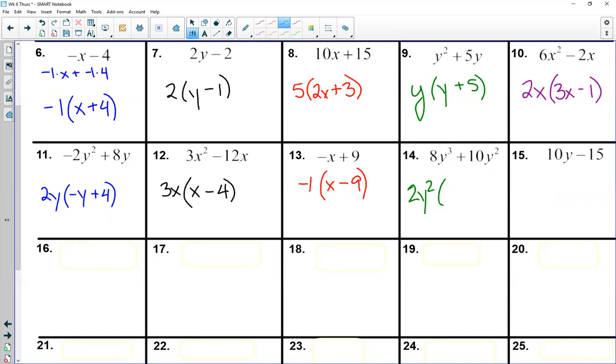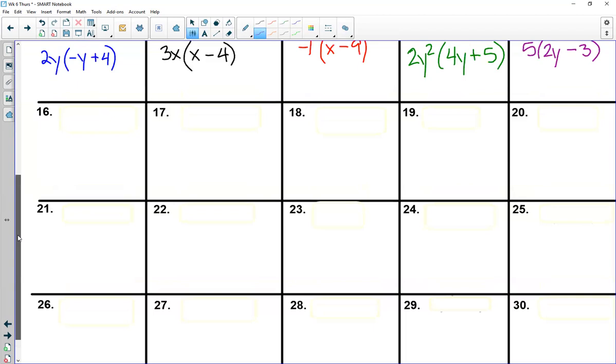So we're going to have 4y plus 5 in here. 2y squared times 4y will give me 8y cubed. 2y squared times 5 will give me 10y squared. Looking at number 15 here, they both share a 5. So we're going to have 5 times 2y will give me 10y, and 5 times negative 3 will give me negative 15.